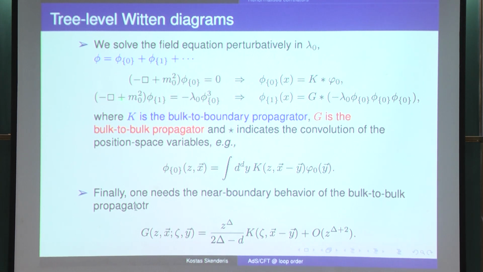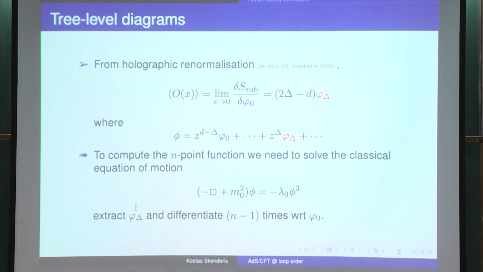To do this, we solve using a Green's function. We need the Green's function of that operator, and that's the bulk-to-bulk propagator. So the answer is the convolution of the bulk-to-bulk propagator with the term on the right-hand side. Now to this order, we know the bulk solution of this equation, and to extract the correlator, we need to pick out this piece here.